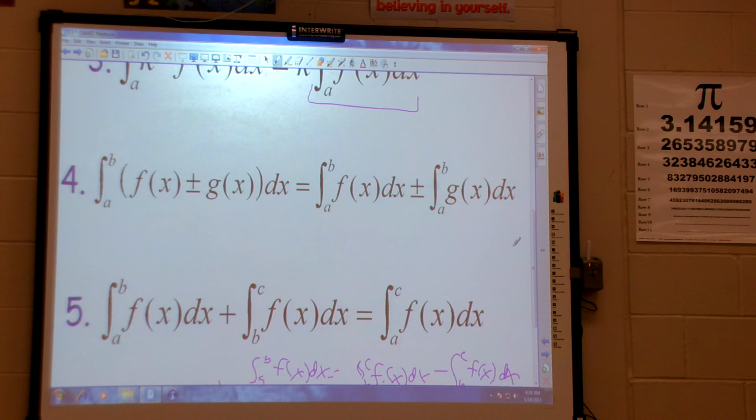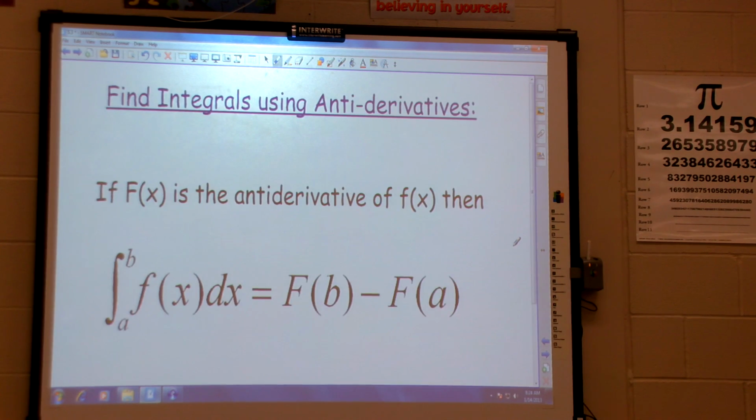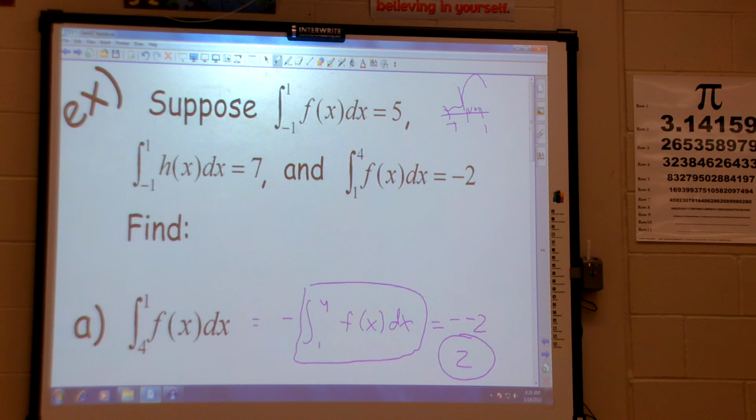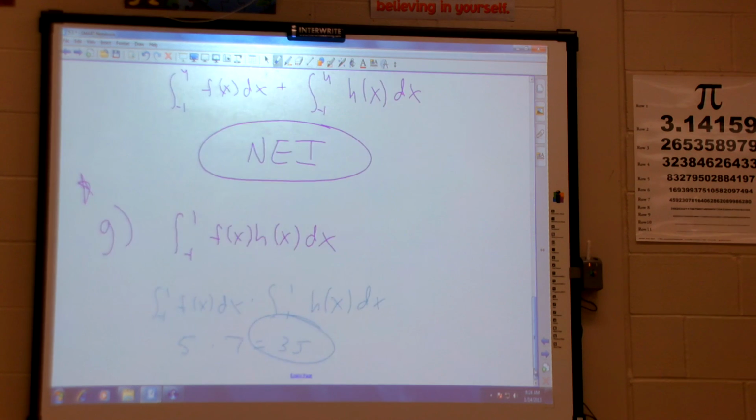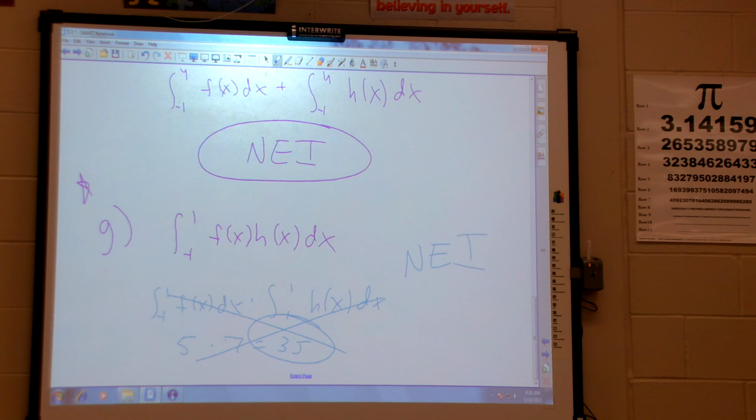Because think back to derivatives. If we have multiplication, it's not just take the derivative of each and multiply, right? It's the product rule. And actually integrals are backwards derivatives, so we know it's not true backwards either. So, no, no, no. That one would be not enough information. Because you have no property that says you can split up multiplication. In fact, we know it's not true.